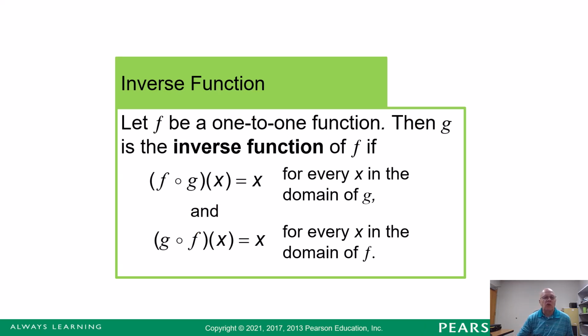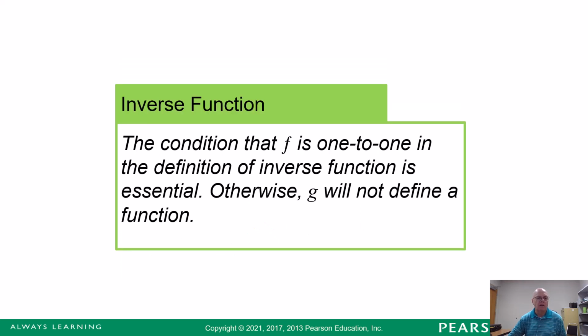So, f is a one-to-one function, and g is the inverse of f if we can take it both ways and we end up with the identity function. Every x in the domain of g becomes a result, something in the domain of f. Inverse function. f is one-to-one. The inverse function is essential.